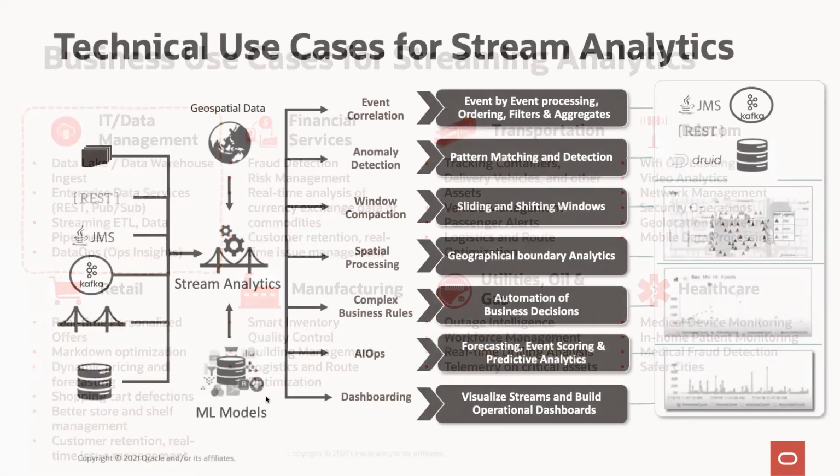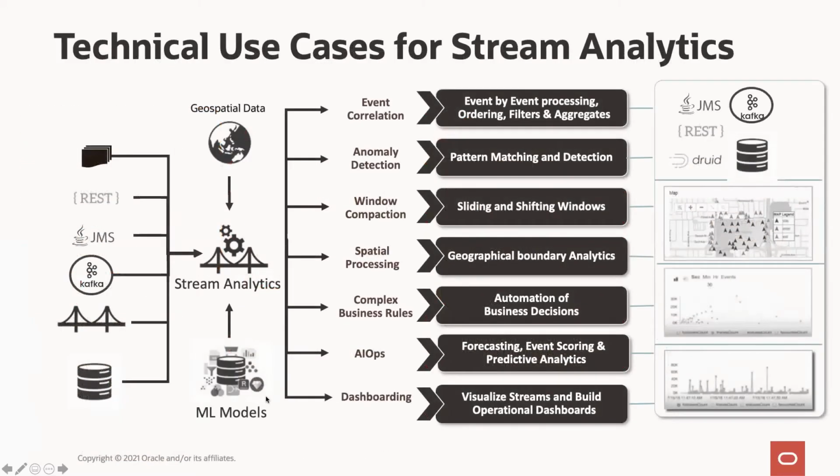Now let's look into the technical use case. So when you look at technical use case, you're looking to source data from various different sources. It could be files, it could be REST endpoints, it could be messaging systems like JMS or Kafka. It could be other tools like GoldenGate, or you could look for data from the database directly.